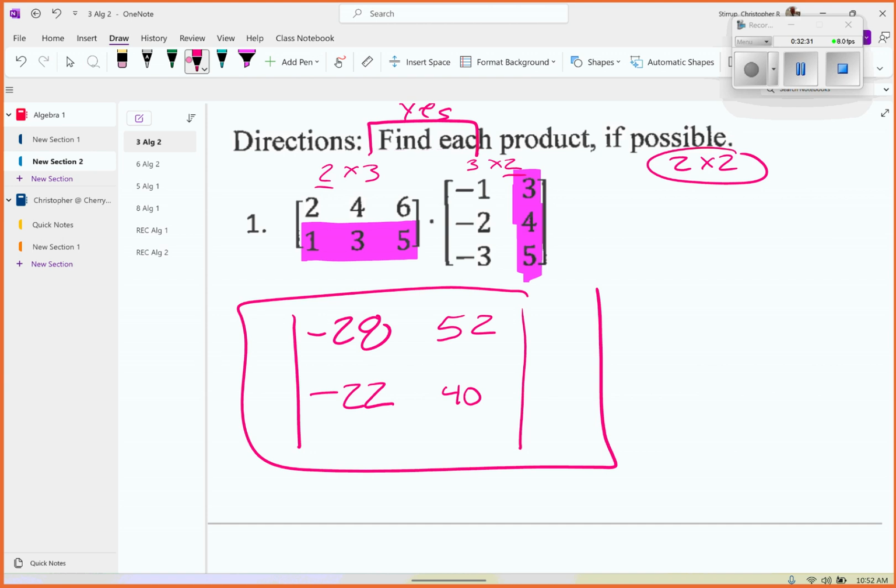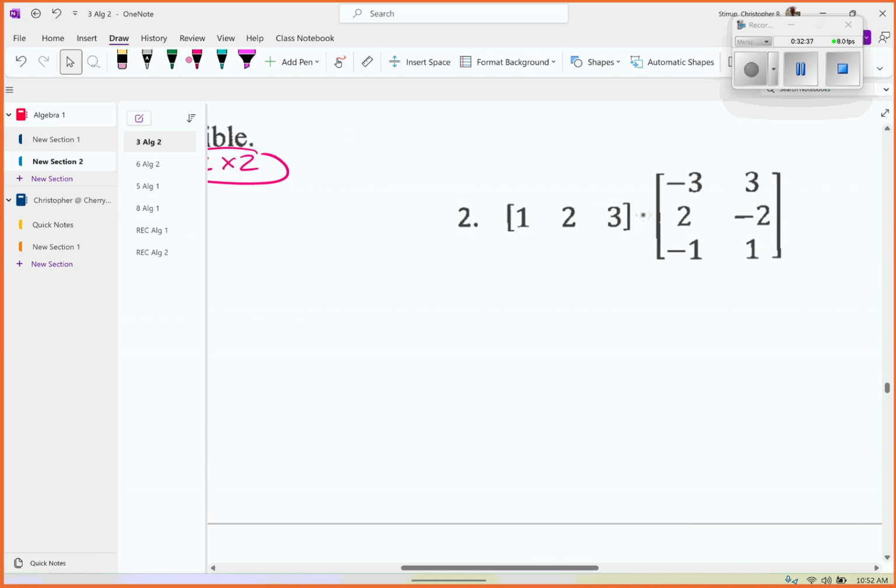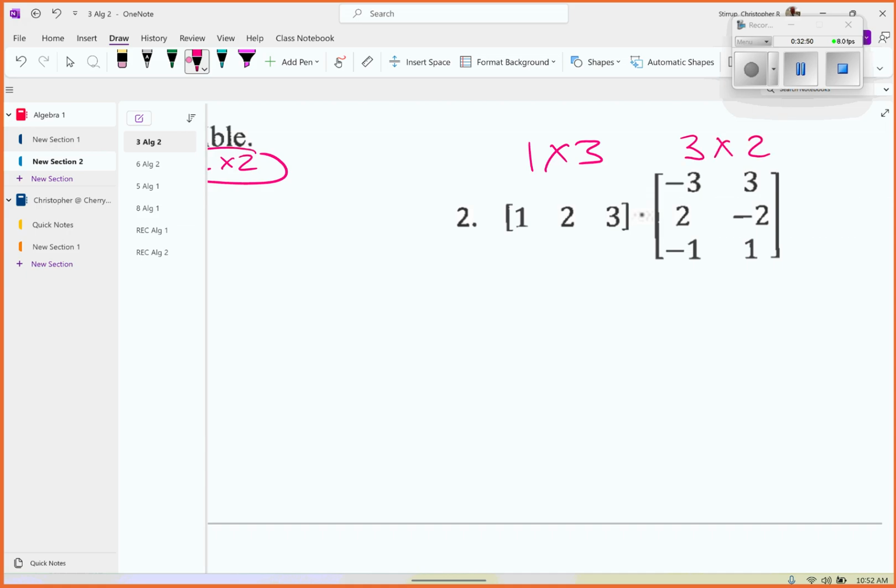Okay. Friends, this is exactly how you do it. So I just want to see if we can do this. Ready? This is a 1 by 3. What's the other one? 3 by 2. Are the inside dimensions the same? Yeah. So that means I can multiply. What is my answer going to be? A 1 by 2.